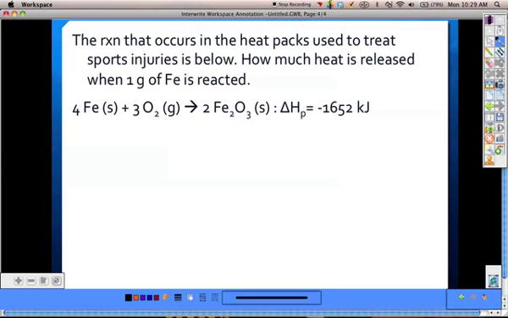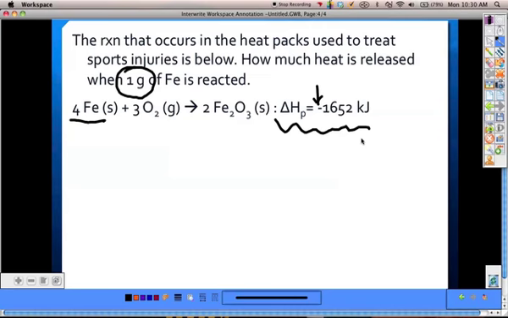So we have some iron reacting with some oxygen, forming iron 2 oxide, and that releases, it's already given to us right there, negative 1,652 kilojoules of energy that you then use to treat wherever you hurt yourself. We want to know, though, if we have 1 gram of iron in our little bag, how much heat is going to be produced. Right now, we know that 4 moles of iron are going to give us this amount.